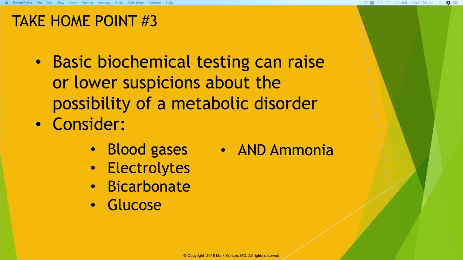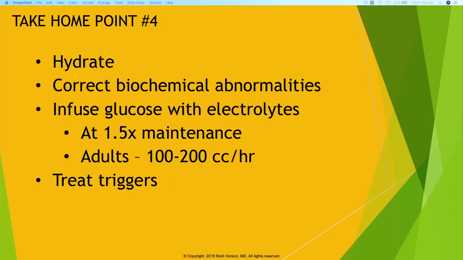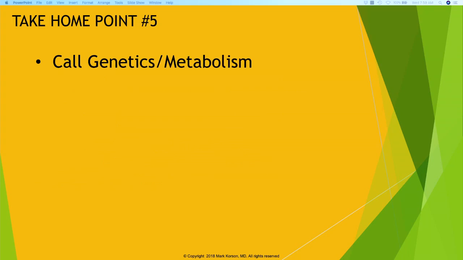Basic biochemical testing: look at the tests you send out. Blood gases, electrolytes, bicarbonate, glucose, and ammonia in a patient, again, with those symptoms. And while waiting for the results, if you get results that are concerning, hydrate them and give a lot of sugar, treat the triggers, and call metabolism.